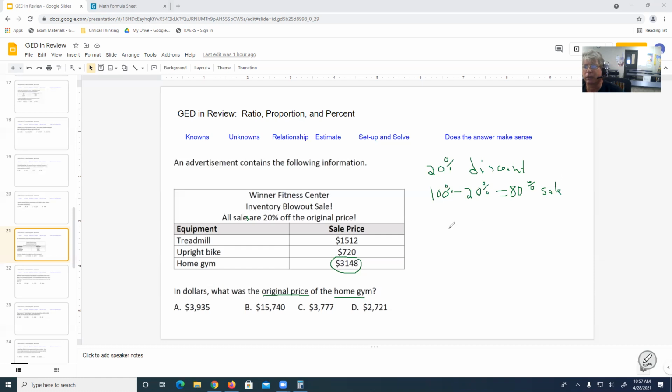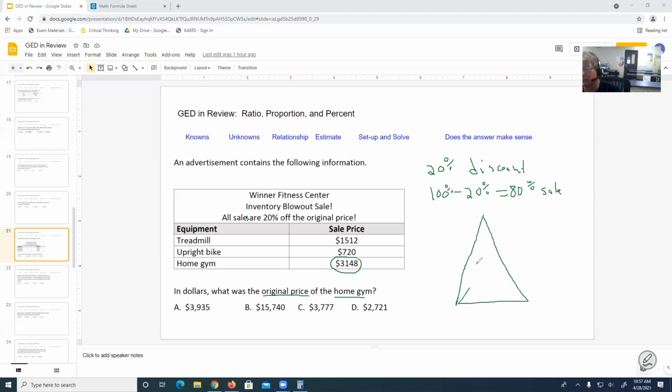So that's what's tricky about this one is the sale price does not mirror what this is talking about. This is the 20% off. What I got to understand is the 20% off represents the discount, and the sale price is actually the flip side of that. So 100% take away 20%, take off the discount would leave me then what I'm going to actually have to pay for the home gym. So the 80%.